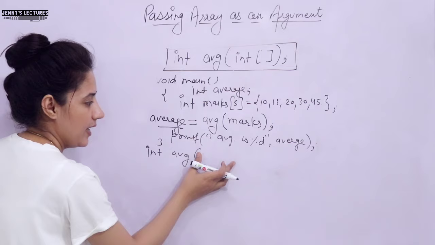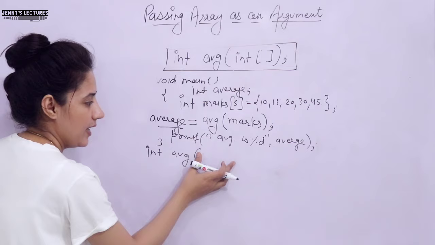So I'm just drawing this here: 10, 15, 20, 30 and 45, right? And here we have what? Here I am taking the name of the array as marks. The name of the array will act as an internal pointer. It's a constant internal pointer.